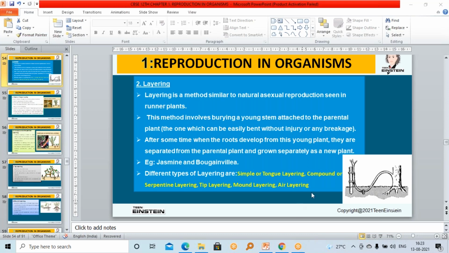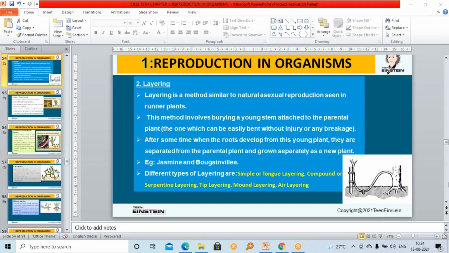See in this picture, from this itself, it's clear how this method is done. So what we are doing in this method is, we are burying a young stem which is attached to the parental plant. You can see a parental plant here, and this is the stem which is attached to the parental plant. We are burying this stem. This is a young stem. That one we are going to bury.